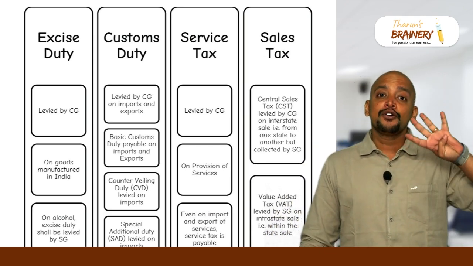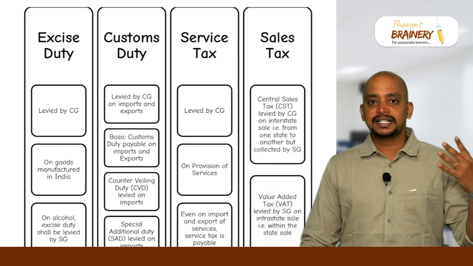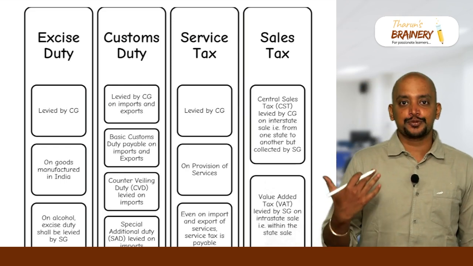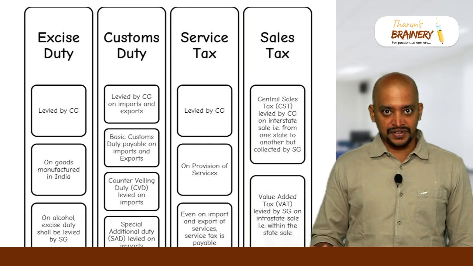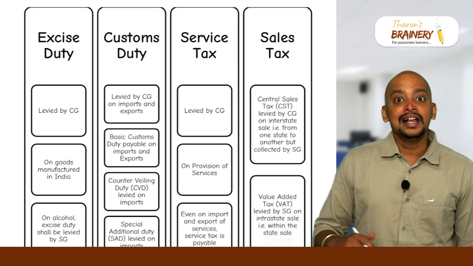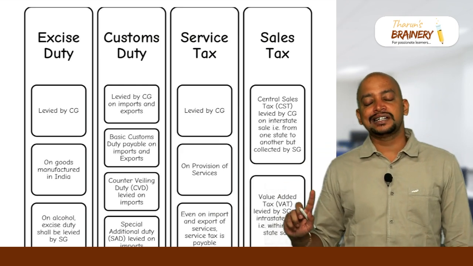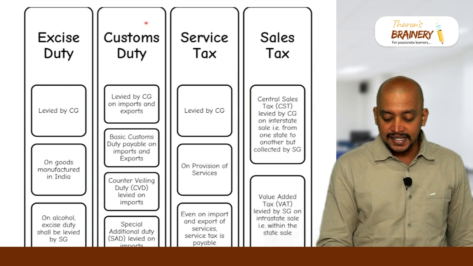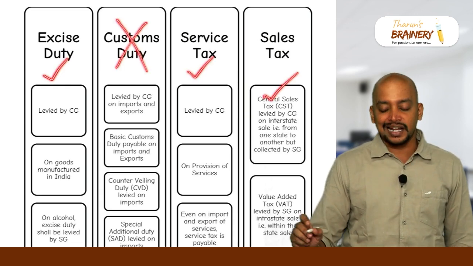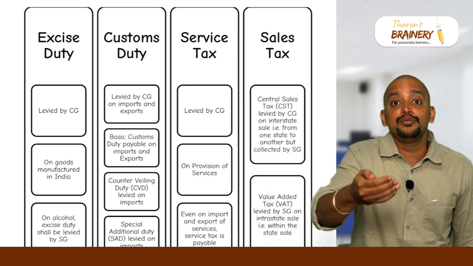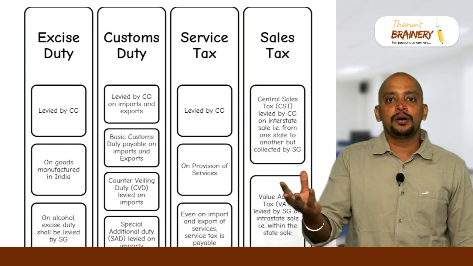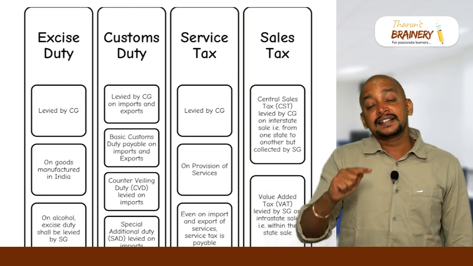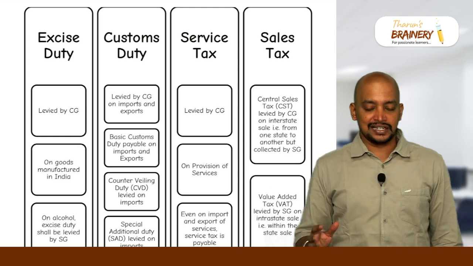Now we understood that there were four indirect taxes in the past levied by the central government: excise duty on manufacture of goods, customs duty on import or export of goods, service tax on providing services, and central sales tax on interstate sale, which, even though levied by the central government, was collected and retained by the state government. Except customs duty, all other indirect taxes levied by the central government got subsumed into GST. So, how is GST formed? First point to remember: all indirect taxes levied by the central government except customs duty got subsumed into GST. Okay, that's the first point.